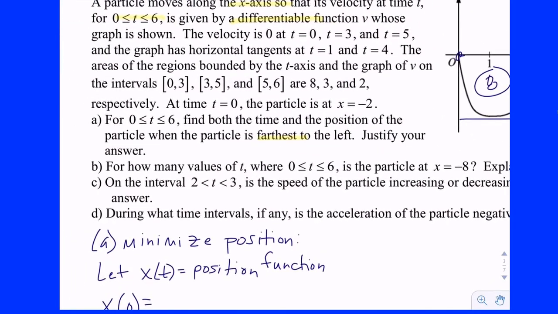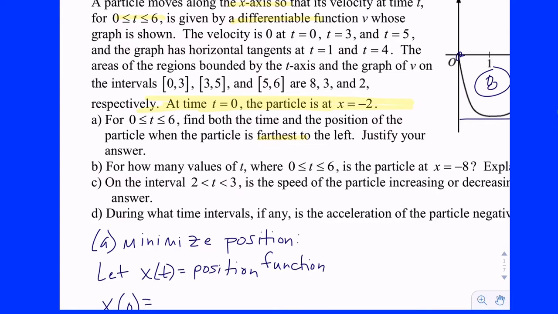Oh, it does say that. Where is it? Oh, it's at negative 2. My bad. I don't even think I read that. Did I read that? I think I skipped reading that. All right, learn from my mistakes. I think once I read the areas and I went and labeled them over here, I went down to part A. It does say at t equals 0, the particle is at x equals 2.